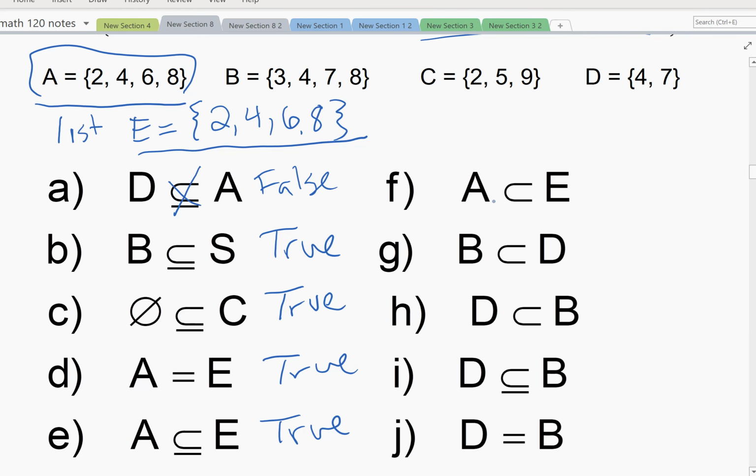The next one, is A a proper subset of E? Remember, to be a proper subset, every element in A has to be in E, which that part's true, but it's the second part that's false in this case. A cannot be equal to E. Well, they are equal, and so that makes this statement false.